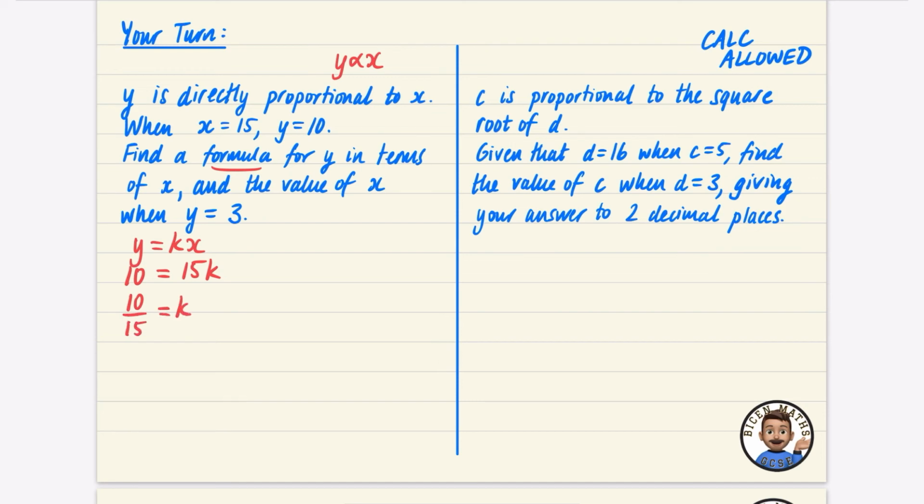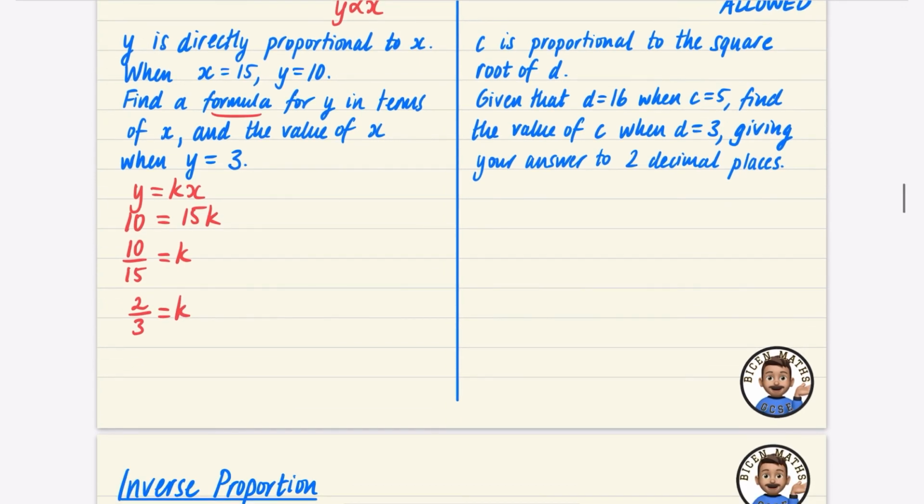And you can simplify that fraction. If you divide the top and bottom by 5, 10 divided by 5 is 2, and 15 divided by 5 is 3. So k is 2 over 3, which means that our formula, going back to the original part that we have, y equals kx, is going to be y equals 2 over 3 x. That's that first part. We found the formula.